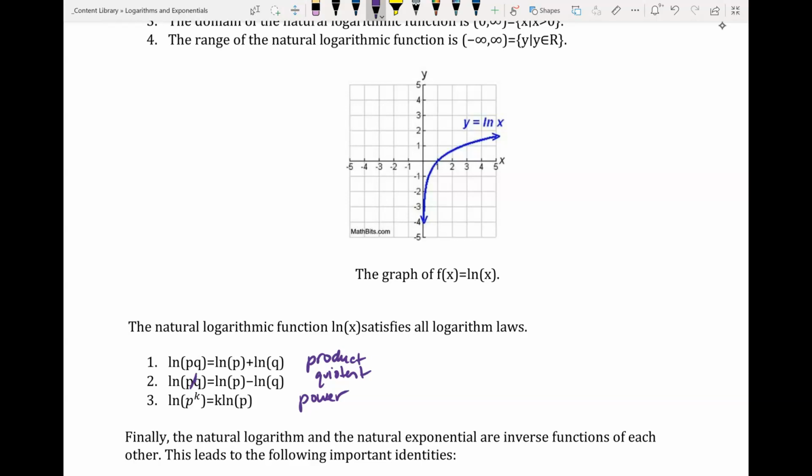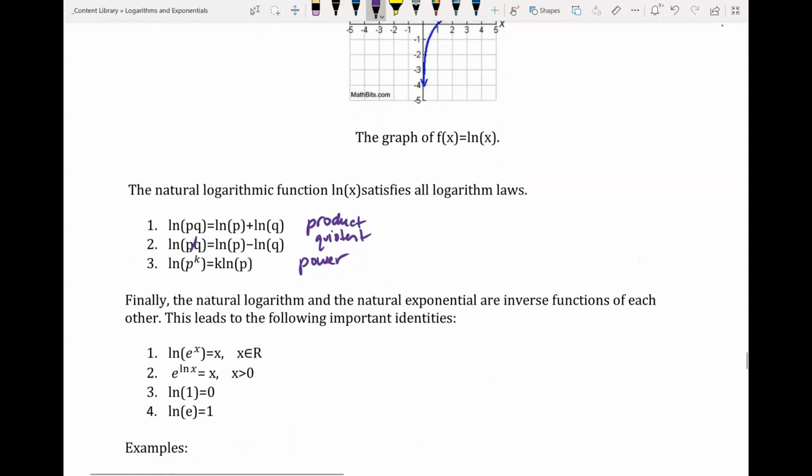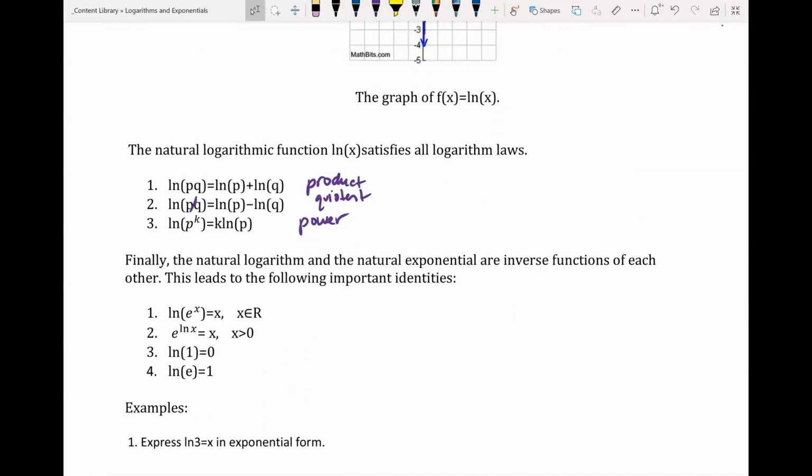Not only does the natural log function have these type of properties, but it also has a few more identities you need to remember. There's 4 of them. So ln e to the power of x is equal to x. In other words, if I were to change it to exponential form, my base is e, our exponent is x, our answer is e to the x. Pretty self-explanatory. Of course, e to the x is equal to e to the x.